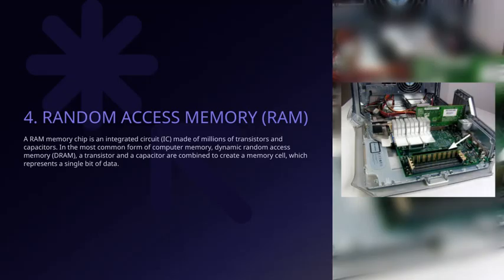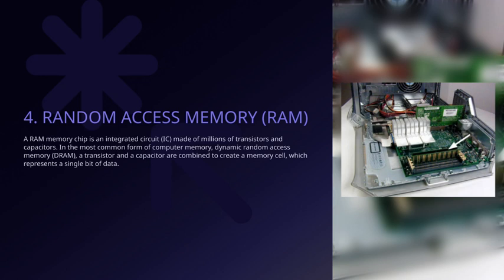Let's talk about random access memory, or RAM, which is a crucial part of any computer. A RAM chip is essentially an integrated circuit made up of millions of tiny components called transistors and capacitors. These tiny elements work together to store data temporarily so the computer can access it quickly. Now, the most common type of RAM you'll encounter is called dynamic random access memory, or DRAM. In DRAM, each memory cell combines one transistor and one capacitor. This combo is what allows the cell to store a single bit of data, either a 0 or a 1.